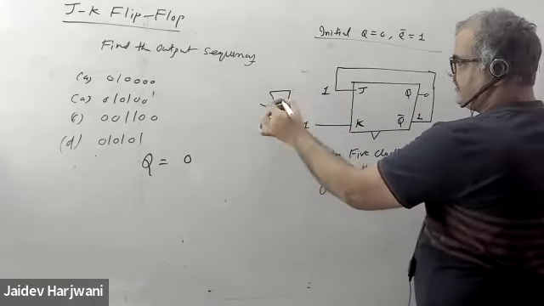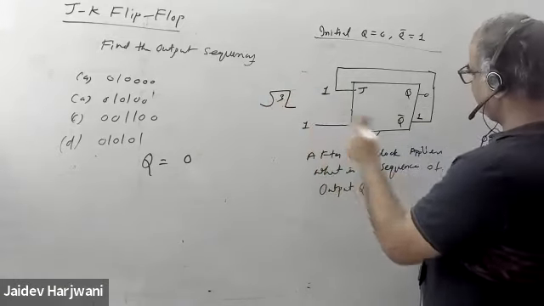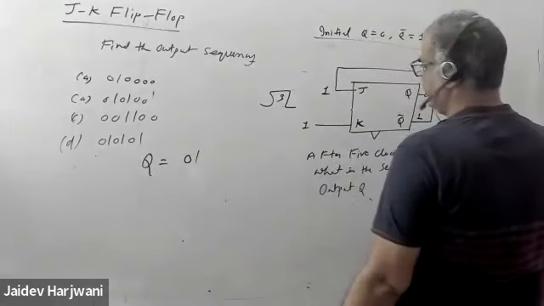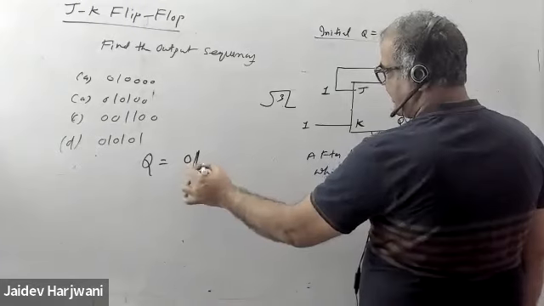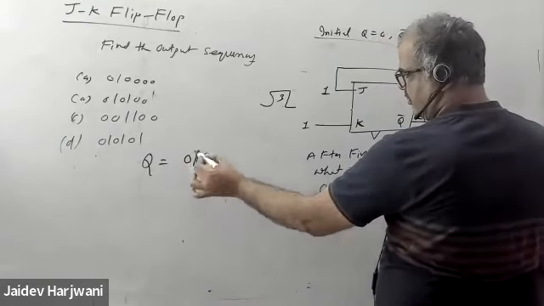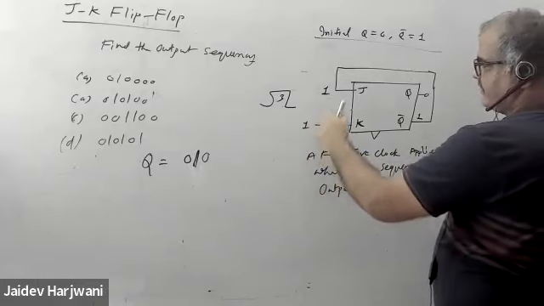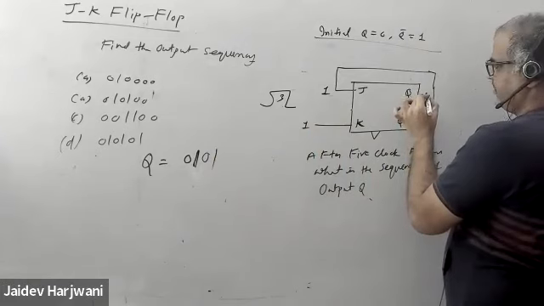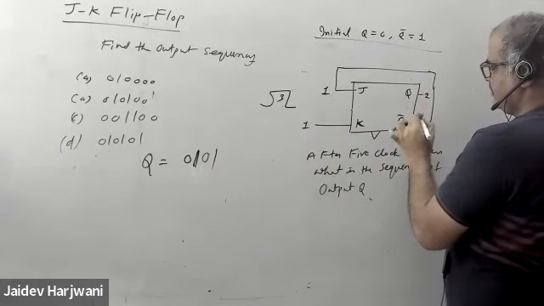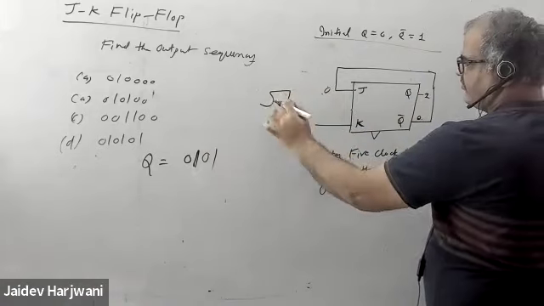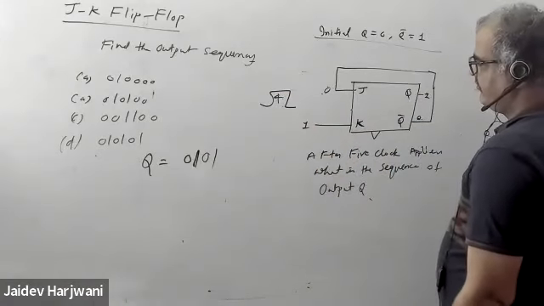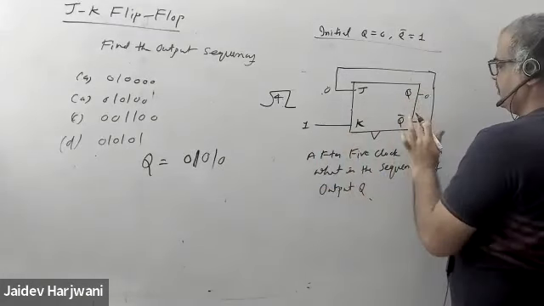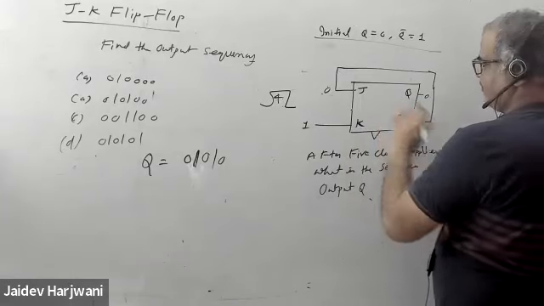Now the third pulse is coming. First you have to write the output. Initially it was 0, it became 1 with toggle state, and after the second, the state was reset, 0. Now the third is coming, we see 1 1, so again it will toggle. So this becomes 1, this becomes 0, and this 0 comes here. Now the fourth clock will come. The fourth clock sees 0 1, again it will reset, so this becomes 0 and this becomes 1. Now this 1 goes again here.